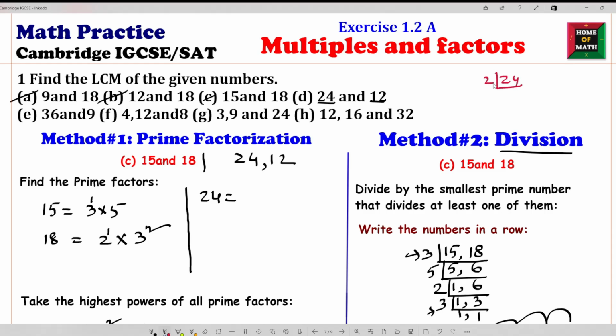24 we can divide by 2, so 12, divide by 2, 6, divide by 2, 3. So it means 2 cube times 3. 2 cube means 8. 8 times 3 is 24. And here is 12, right? 12 we can do, look, from here start 12. So 2, 2, 3. It means 2 square times 3, right? 2 square means 4. 4 times 3 is 12.